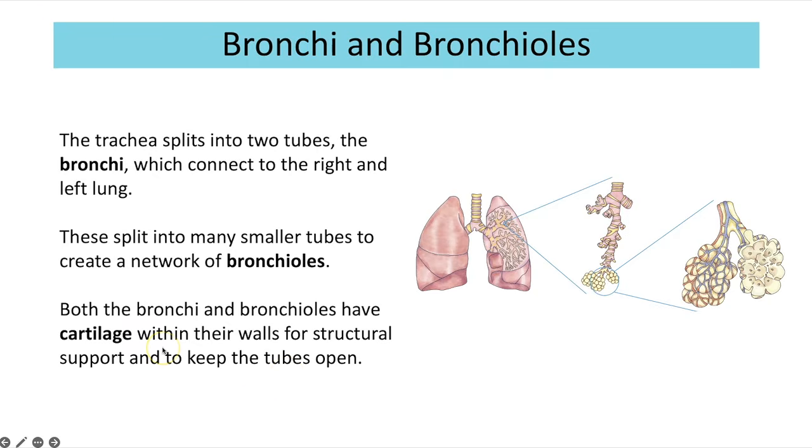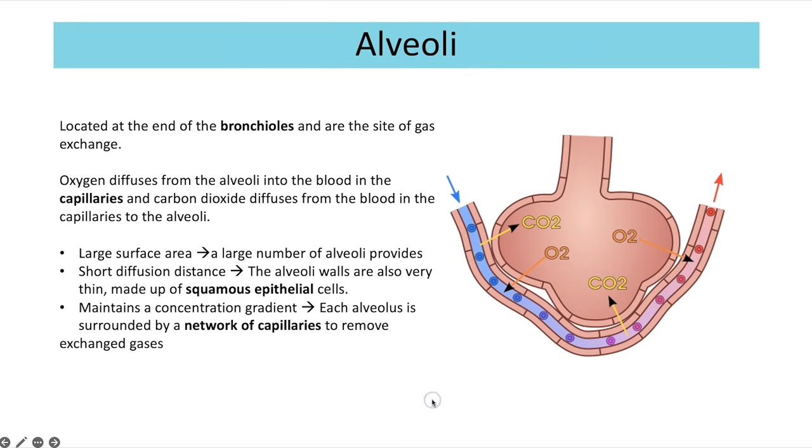Now, you will have noticed in that previous slide we said that the bronchioles don't have cartilage. They will have cartilage at the very top parts, but as they branch further and further, those smaller tubules in the bronchioles don't have cartilage. Then the bronchioles end at the alveoli, which are these air sacs, located at the ends. It's the site of gas exchange.